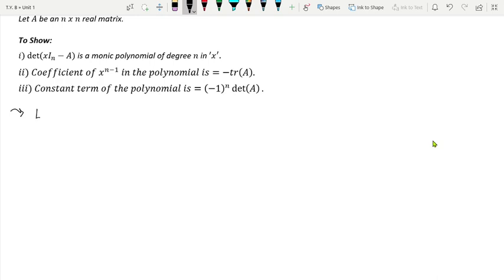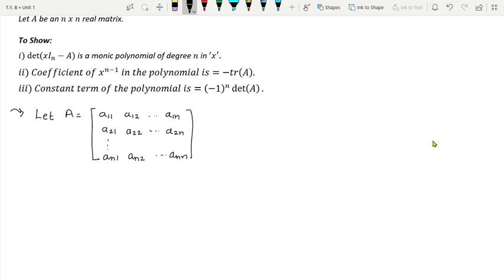So I will say let A is equal to, now since A is a matrix of order n by n, simply I will give a notation to it. So I will say let A is equal to a11, a12 so on up to a1n, a21, a22 up to a2n. This will be continued, an1, an2 up to ann.